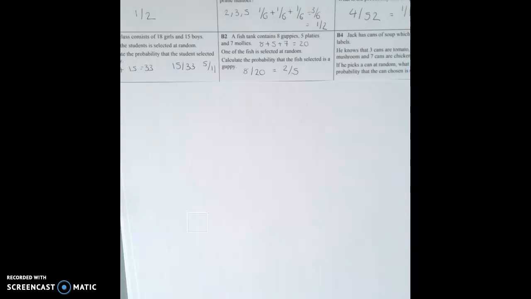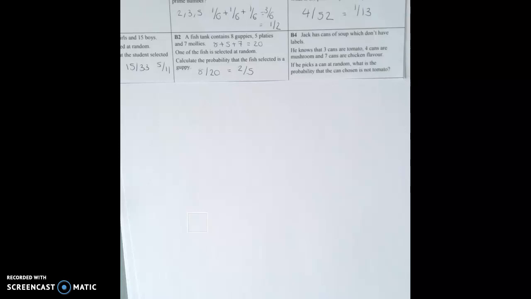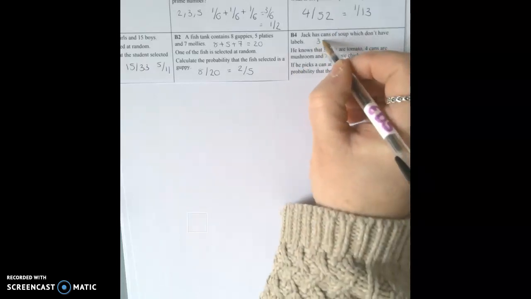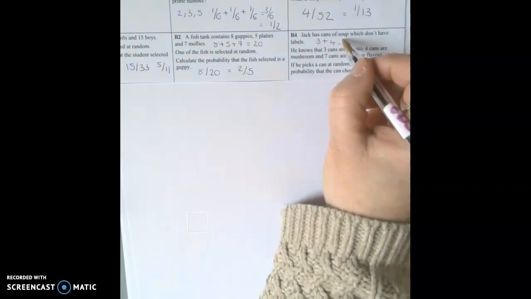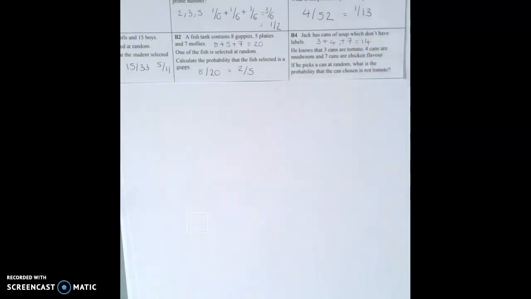The next question, Jack has cans of soup which don't have any labels. He knows that 3 of them are tomato, 4 of them are mushroom, and 7 of them are chicken, but he doesn't know which ones are which. If he picks a can at random, what is the probability that the can chosen is not tomato? Now, there's a couple of different things about this question. First of all, we need to know how many cans of soup he has altogether. So we need to add them all up. So we have 3, 4, and 7, which equals 14. So we have 14 cans altogether.